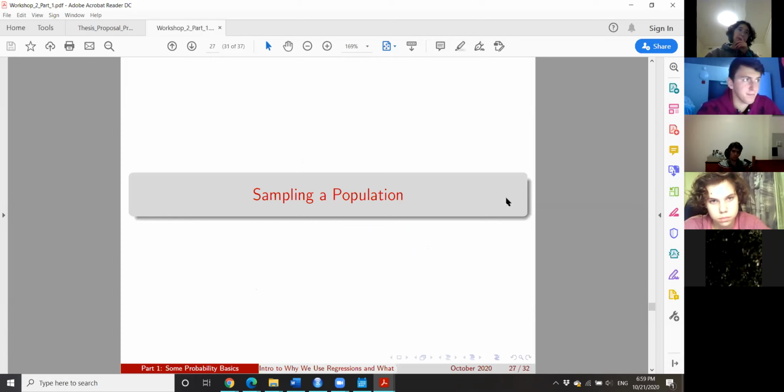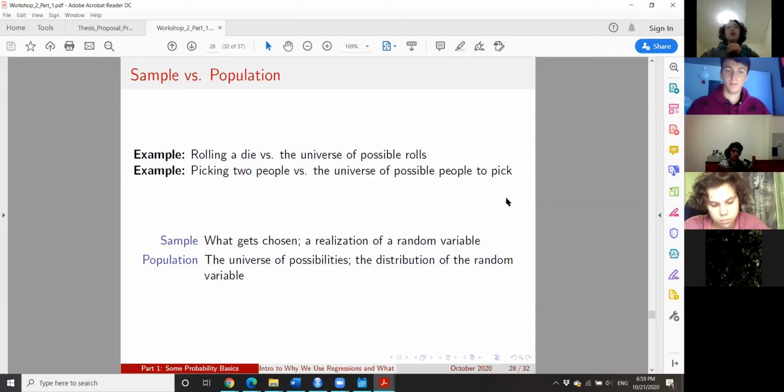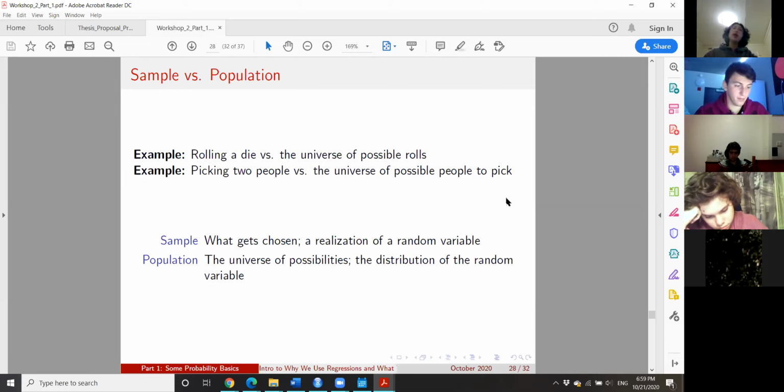Okay, so sampling. Sampling versus the population. You probably hear about this a lot in terms of sample size for surveys or whatever like that. Essentially what you're doing is you're picking from some universe of possible rolls. For example, for a die, you can roll a die and that's your sample of this universe of possible dice rolls. Or you can pick people versus the universe of possible people to pick.